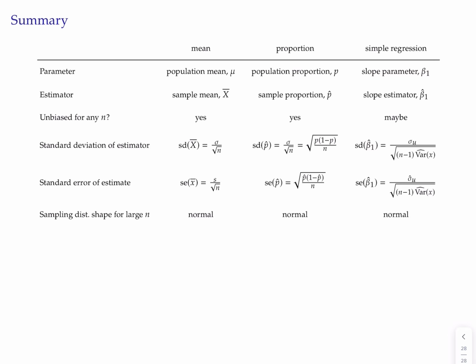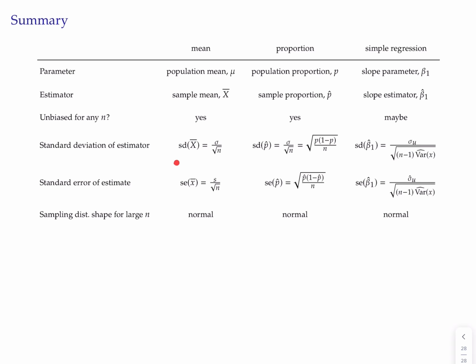Under random sampling, is our estimator unbiased for any sample size? Yeah, for the means and proportions, it is. For regression, maybe, if we want to think of it as just a descriptive analysis, or we're analyzing experimental data or something like that, then it could be unbiased.